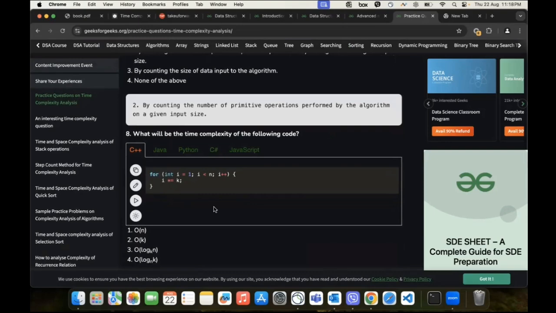One to n, and then i is increasing by k times. Okay. So let's consider n to be 100 or 10 only. i will be 1k, 2k, and 2k is less than n, 3k. So this one is k, where the order of k is a constant, you can say.